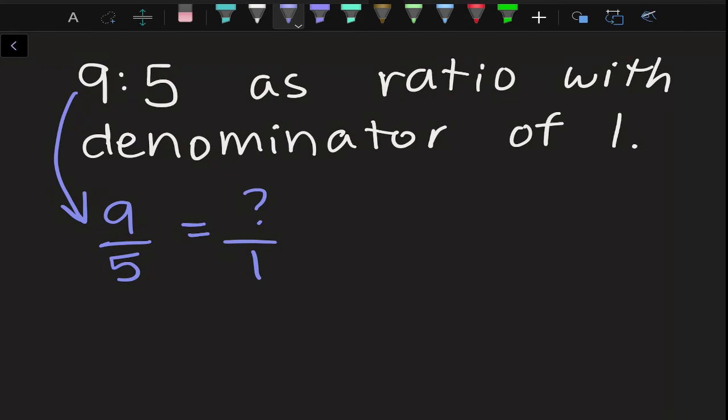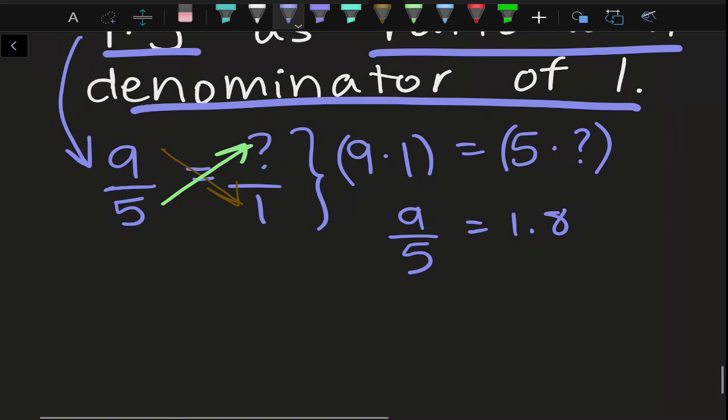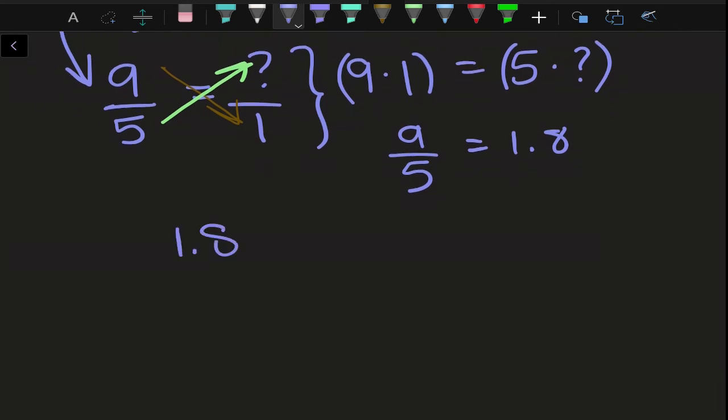Okay, so if we use cross multiplication again, then we end up with 9 times 1 is equal to 5 times a question mark, which is just 9 divided by 5 again, and 9 divided by 5 is equal to 1.8. So therefore, if we're going to express 9 to 5 as a ratio with a denominator of 1, we would have to write this as 1.8 over 1, because the 1 as the denominator is not going to affect our numerator.